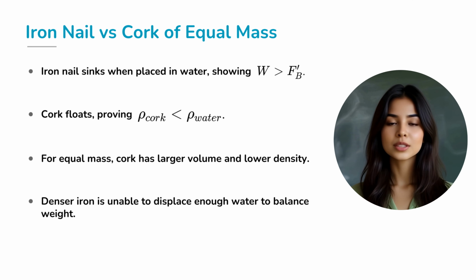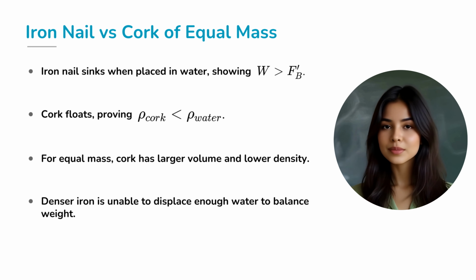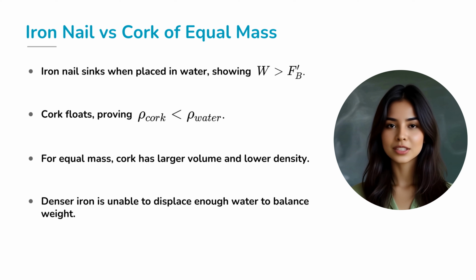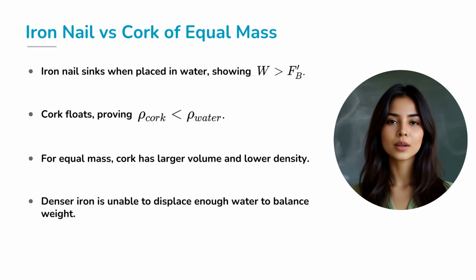Let's prove this with a simple experiment. Take an iron nail and a piece of cork of the same mass. Place the nail in water, it sinks. Why? Because its density is higher than that of water, so the weight exceeds the buoyant force. Now place the cork. This time, it floats. Cork has a larger volume for the same mass, so its density is lower. The upthrust from water easily balances its weight, and the cork stays on the surface.